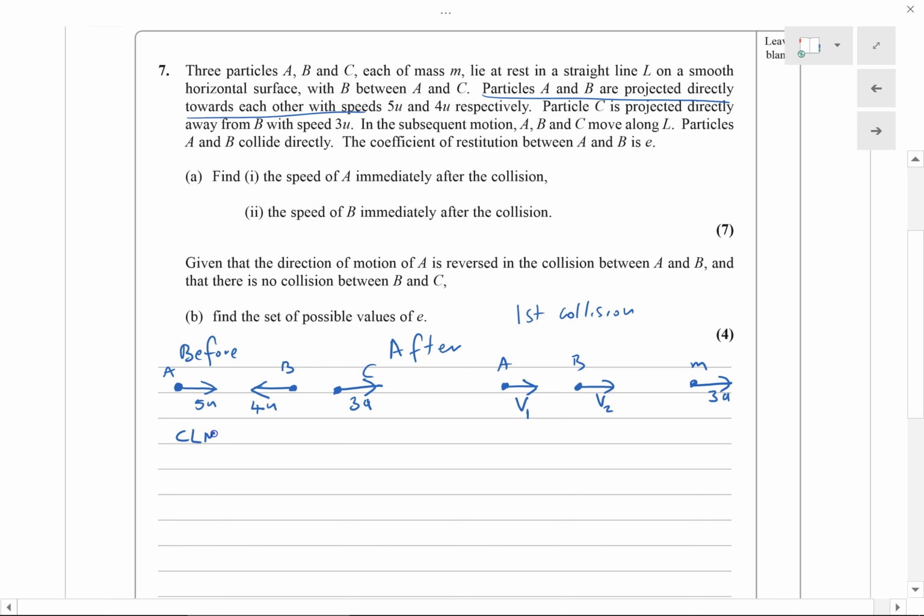So the conservation of linear momentum equation for the first collision involves A and B only. So that's 5mu minus, because it's going in the other direction, 4mu equals mv1 plus mv2, and obviously m cancels, so we end up with an equation. If I reverse that, we get v1 plus v2 is equal to u.